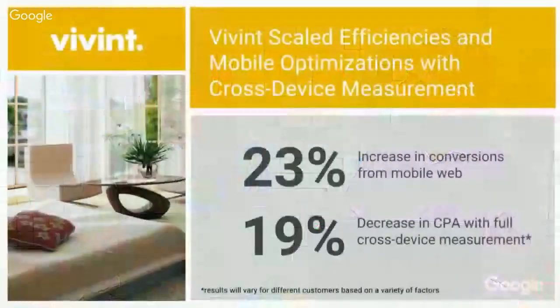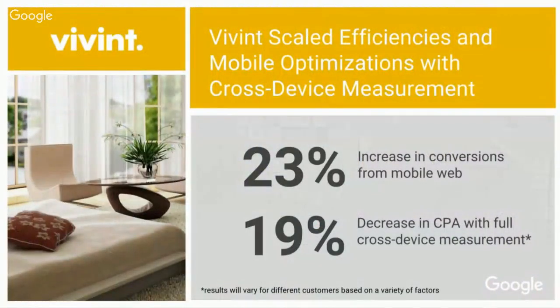And so here's a good example of this. Here's Vivint, which is a great home technology provider. And they kind of knew this instinctively. They could see people doing that, but they wanted to actually get to the numbers so they can get some insights and use them. And by using the cross-device conversion, they were able to see that mobile display was driving 23% more conversions than they thought it was.